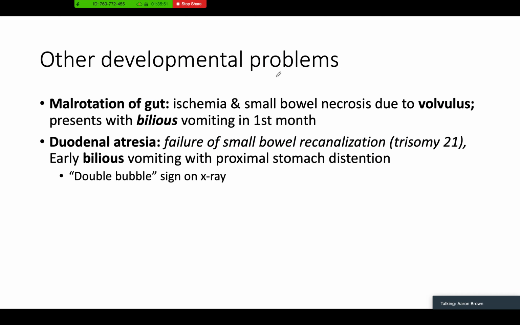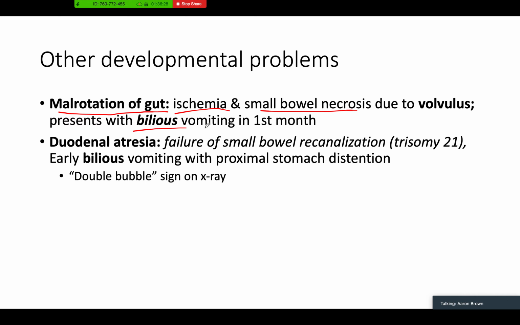Other possible developmental problems: malrotation of the gut. As our GI tract is developing, there's a normal rotation that happens. That's how we get our stomach from being vertical to horizontal. That's how we're able to fit those 30 feet of small bowel into this small space, because of the rotation of the gut. However, if it doesn't rotate in the right way, some of our small bowel can die. We're going to have ischemia and small bowel necrosis. Okay, part of our bowel is going to die.